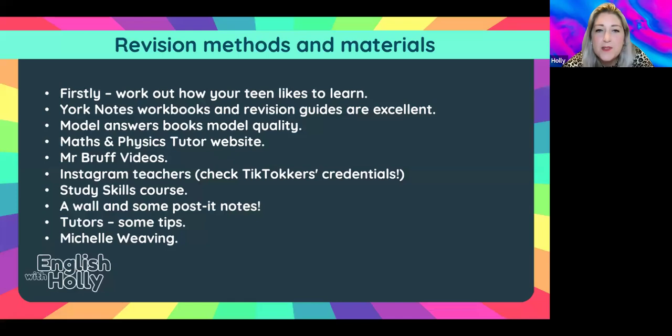Maths and Physics Tutor website. You might be thinking, well, that's a bit weird because this is English. Maths and Physics Tutor covers all different subjects, and their English materials are excellent, really, really good for revision. You can print off some fabulous notes that your team could then annotate and highlight and so on.